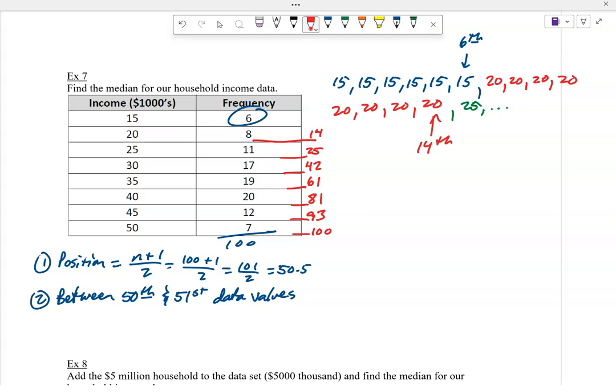So where are my 50th and 51st values? Well, see the 42 right here? 30 is my 42nd number. And then I go to 35, and my 35 is my 43rd number, and it just keeps going, and my last 35 is in the 61st position.